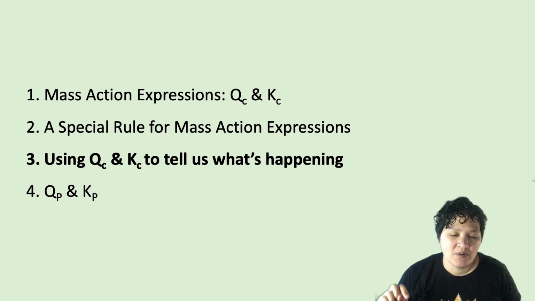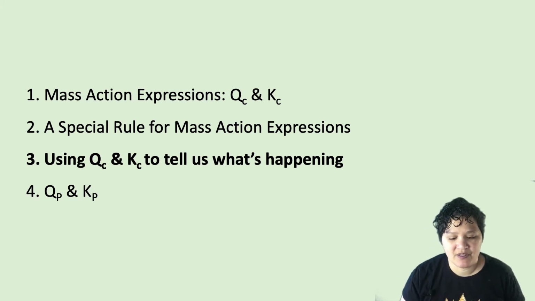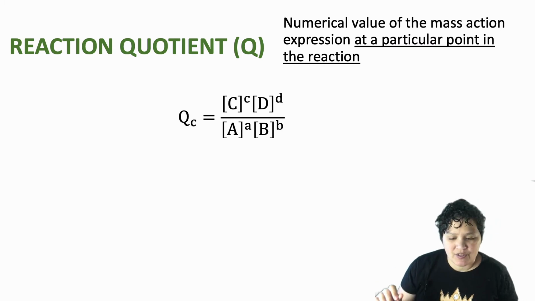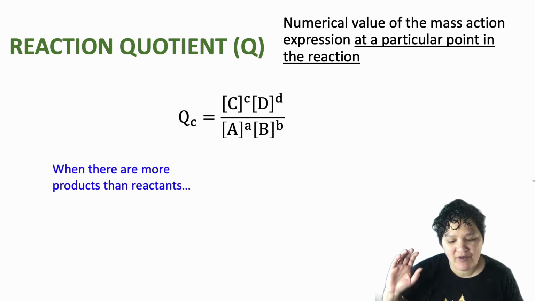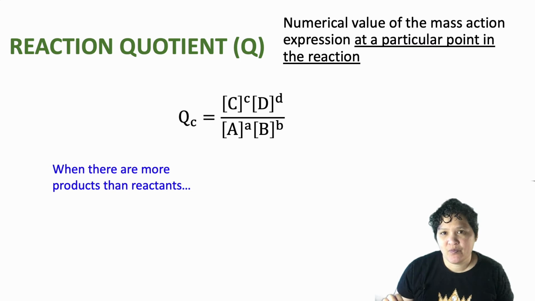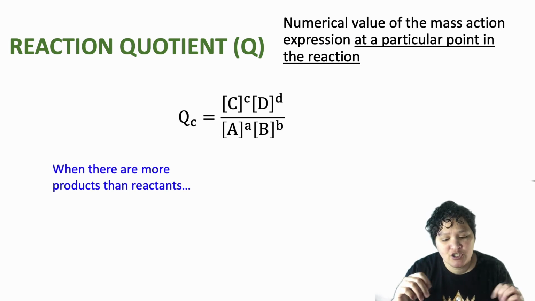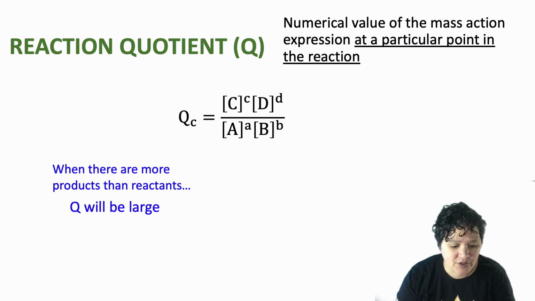Okay, now we're going to dive into why we need both the reaction quotient and the equilibrium constant to tell us what's happening. So going back to the reaction quotient, let's think about what happens under certain conditions. What happens if you have a lot of products and fewer reactants? What's going to happen? Remember, all of your product concentrations go on top. So you have big numbers on the top of this fraction, you have tiny numbers on the bottom. So if you have a big number divided by a tiny number, you end up overall with a very large value.